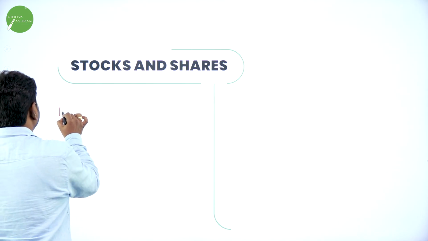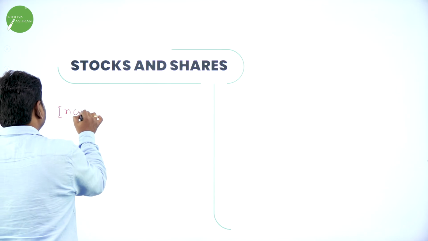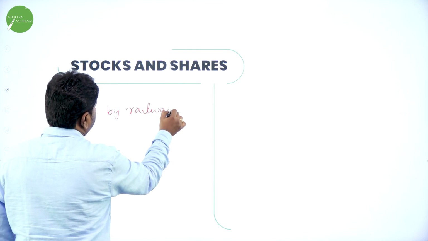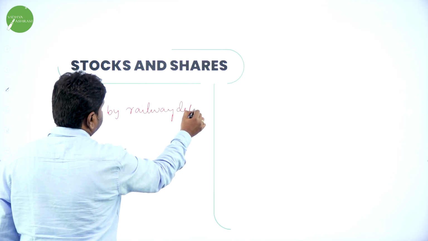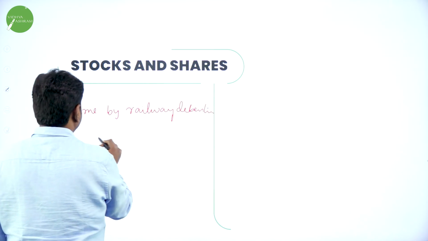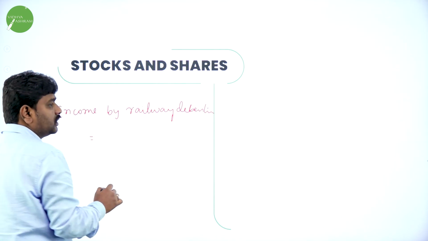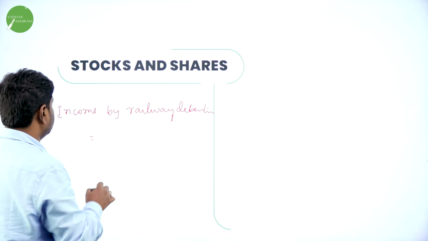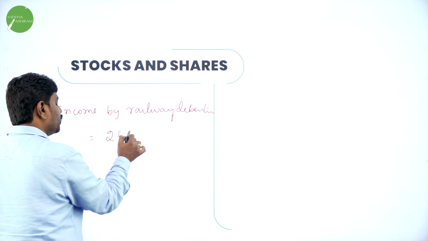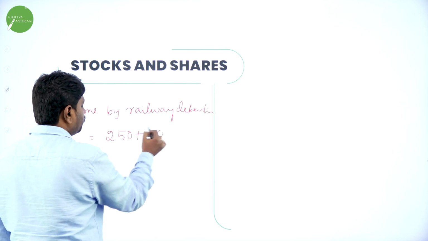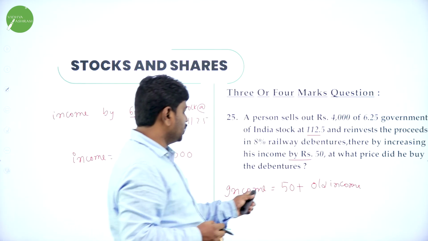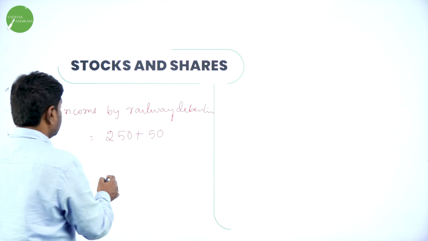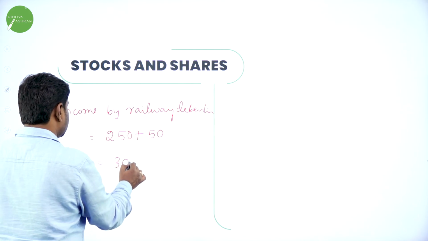Now, income by railway debentures is equal to, what is the income formula? Dividend divided by market value into amount invested. But they told income increases by 50. Old income is 250, now plus 50. Because they told new income due to railway debentures is 50 rupees extra. So earlier income is 250, plus 50, so this is 300.